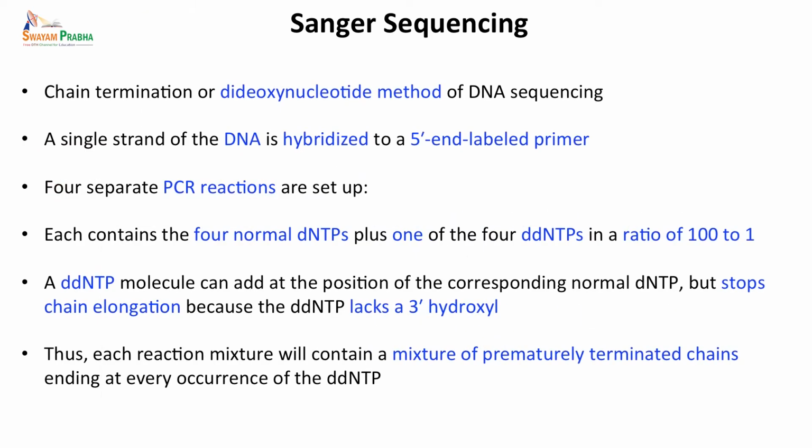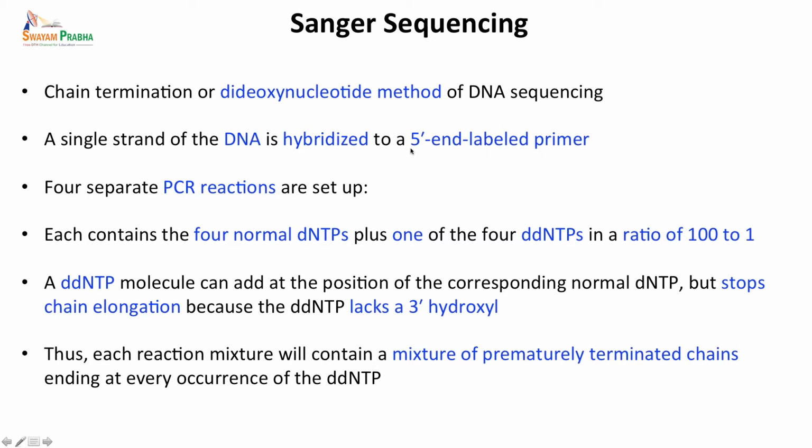And the Sanger method became very popular. This also used radioactivity in the initial days, but this was much easier to set up, so it became a very popular method. Now this method is also known as the chain termination method or dideoxynucleotide method of DNA sequencing. And this method made use of the DNA polymerase enzyme activity, and the template DNA was single-stranded DNA, which is hybridized to a primer.